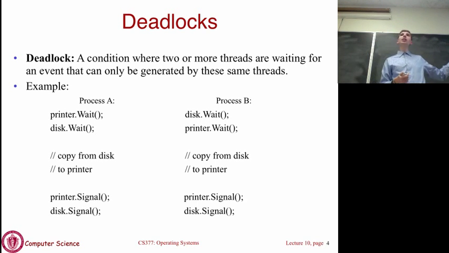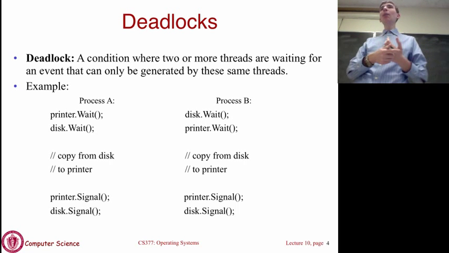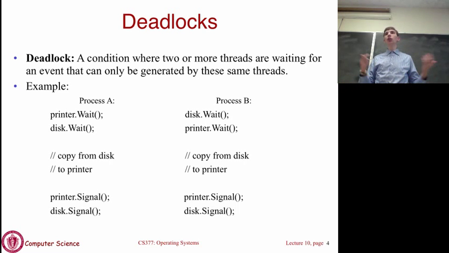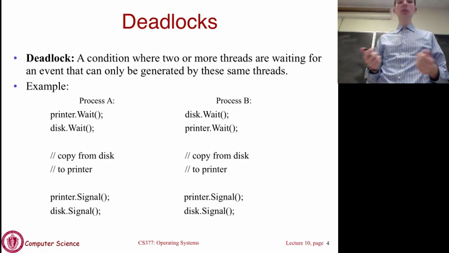So the idea here is that if you have threads that cannot proceed until some other event happens, but that event is not going to happen because your threads are waiting on some other event, then you have a deadlock. None of your threads are ever going to make progress because those events will never actually happen.